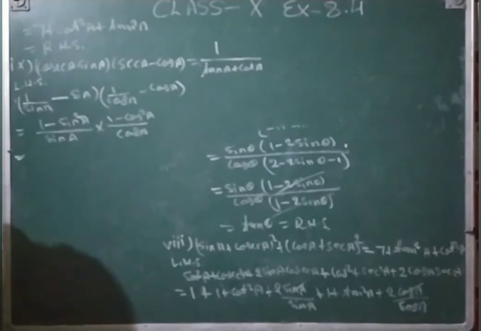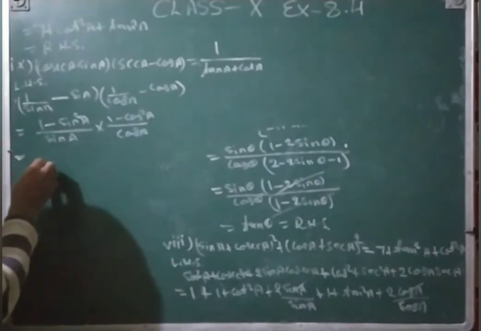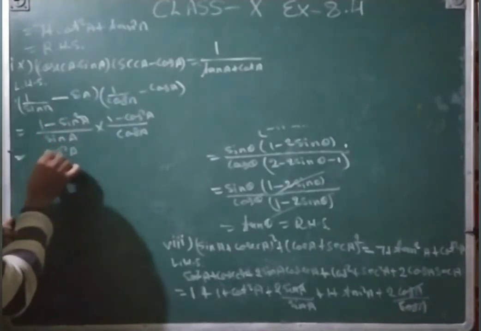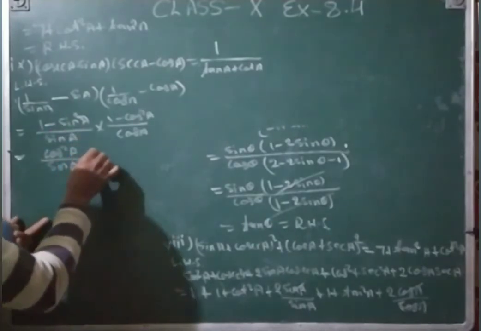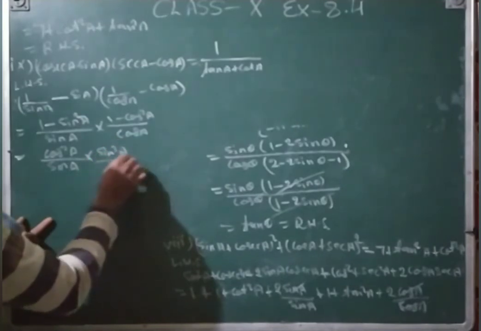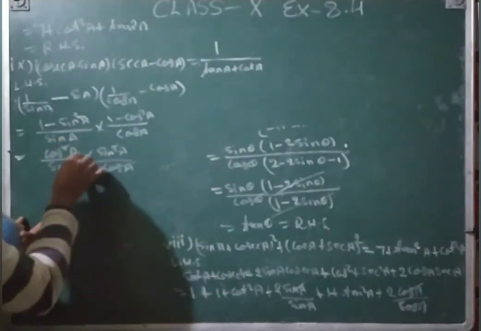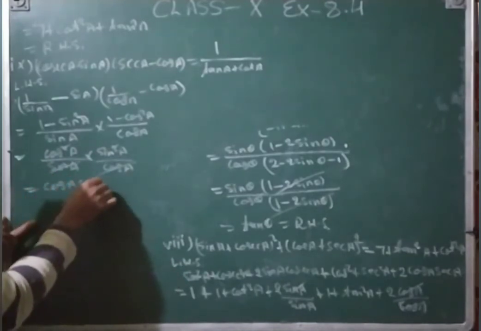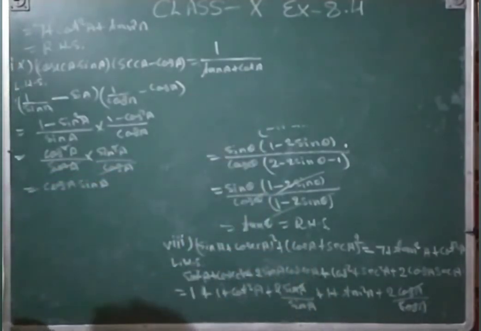Now that will be, 1 minus sin square means cos square A upon sin A. This is the identity, and then this is also identity, that is sin square A upon cos A. So cos square A cancels, sin square cancels, so that is cos A sin A. But we need to prove that one. We have not found that one.